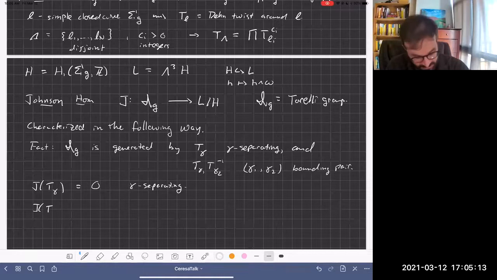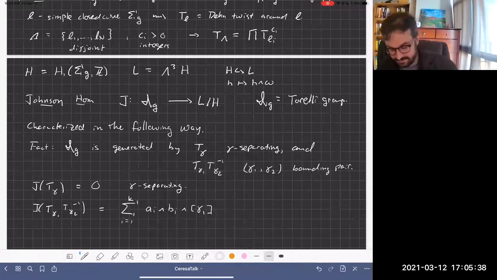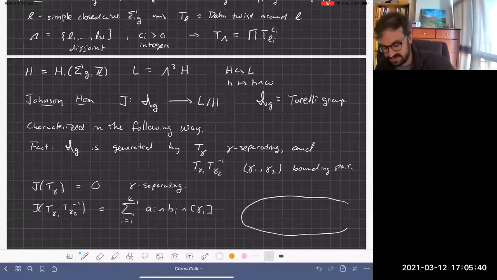Okay, but now for a bounding pair map, you get the following. So you get the sum of these exterior bits, a_i wedge b_i wedge gamma 1, for instance, from i equals 1 to k, where here, how are these defined?